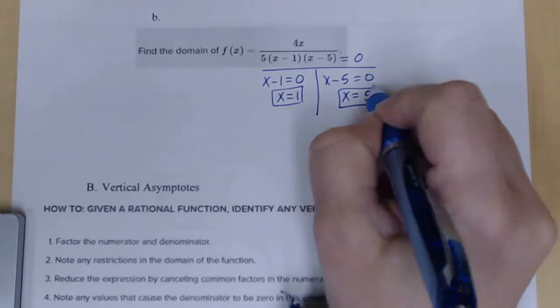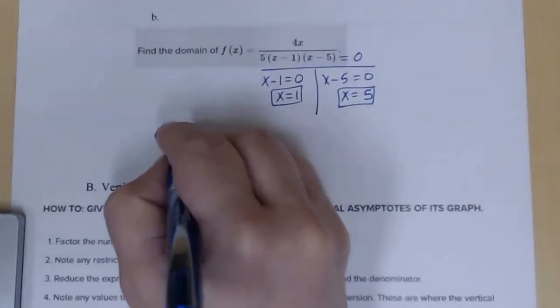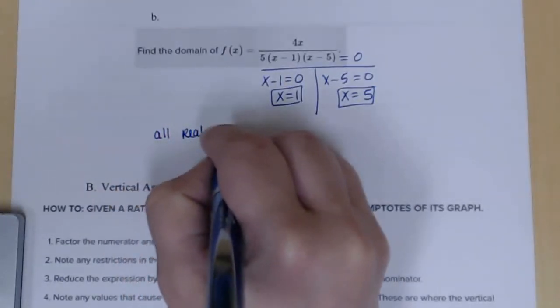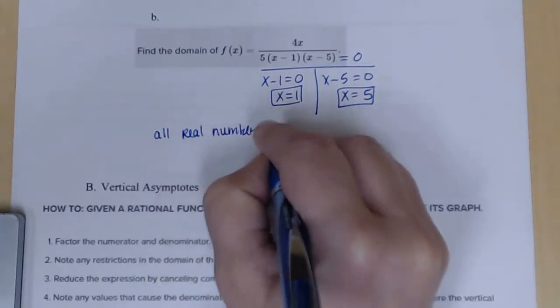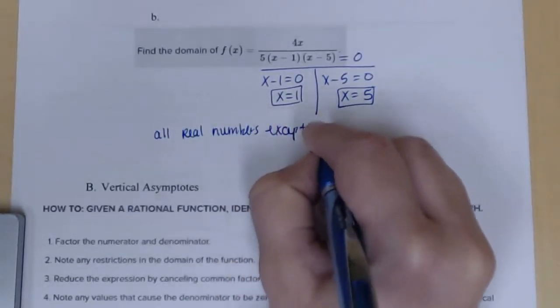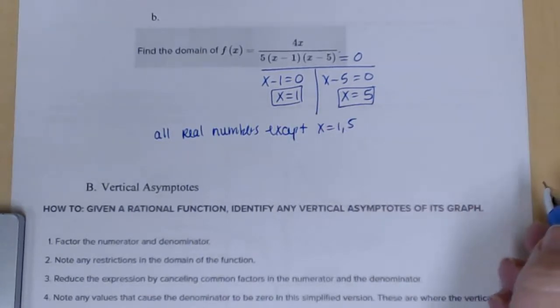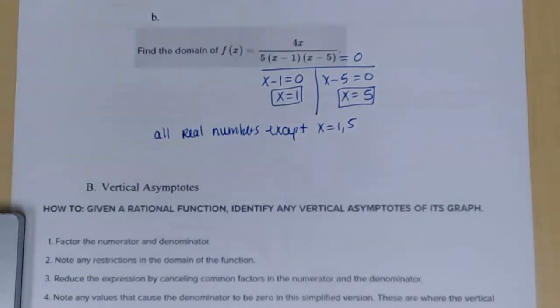So what is the domain of this function? All real numbers except x equal to 1 and 5. I specifically wanted to work this problem here because I wanted to emphasize, don't overwork the problem.